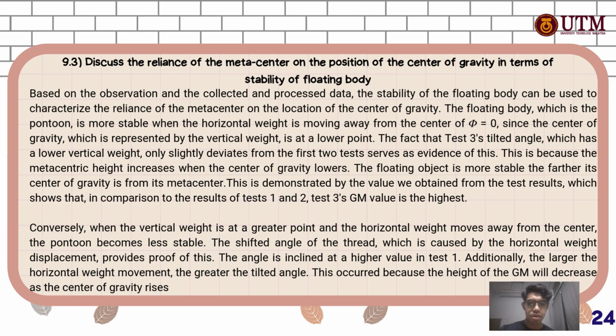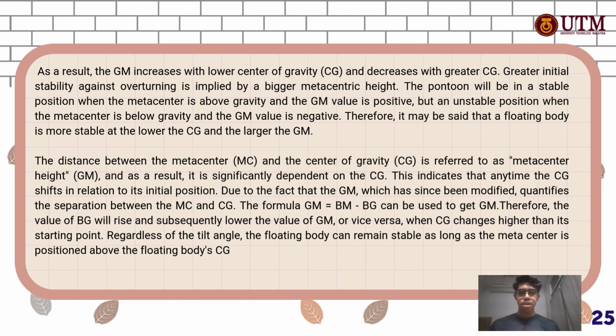This occurs because the height of the GM will decrease as the center of gravity rises. As a result, the GM increases with a lower center of gravity CG and decreases with a greater CG. Greater initial stability against overturning is implied by a bigger metacentric height. The body will be in a stable position when the metacenter is above gravity and the GM value is positive, but an unstable position when the metacenter is below gravity and the GM value is negative.